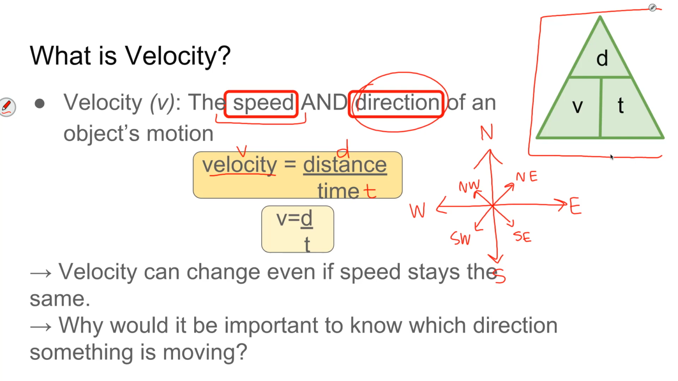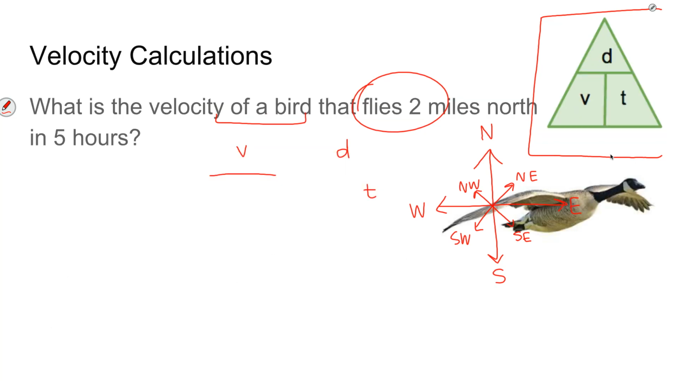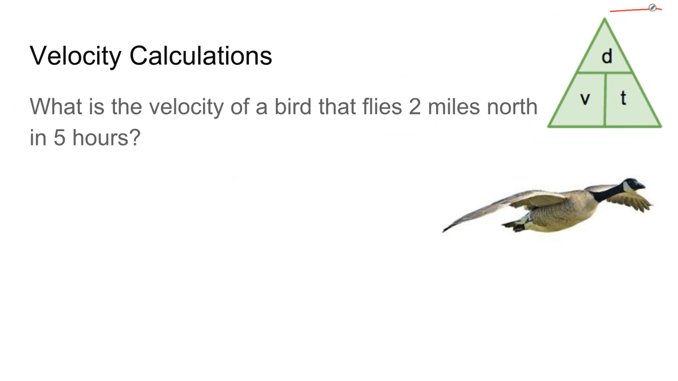Okay, so let's set up one of these calculations. I'm going to remind you guys how, and then I'll let you guys do some practice. So what is the velocity of a bird that flies 2 miles north in 5 hours? So my first step is to analyze. So I'm going to read it carefully, and I'm going to pull out my question. So what is my question word? What is the velocity? So for this one, I'm looking for V, velocity. So if I go to my triangle, I'm going to cover up what I'm trying to find, and I'm left with D divided by T.